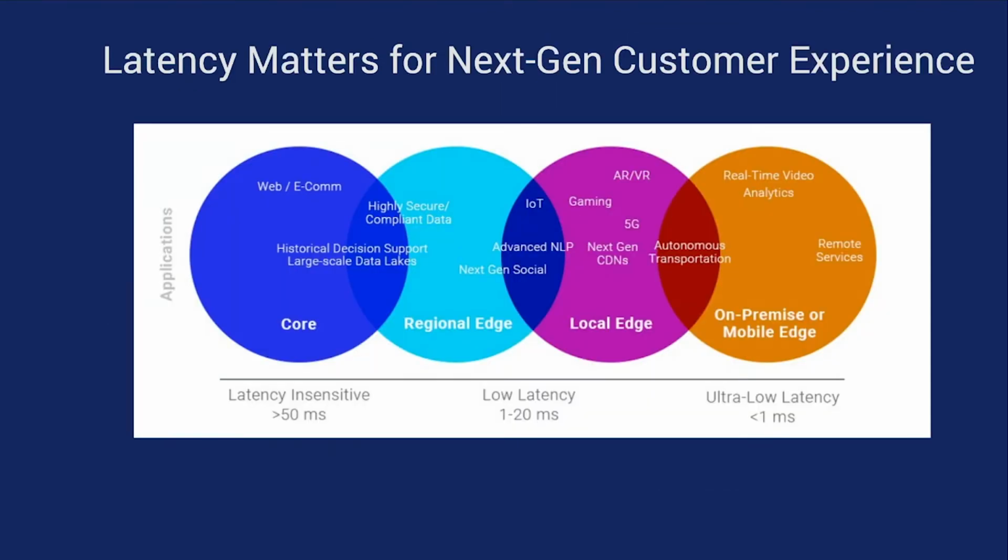Why are we doing that? It's really that latency does matter for next generation experiences. At the core, you're okay with having 50, 60 milliseconds to get to a large hyperscaler that's possibly in Eastern Oregon and you sit over in Denver. But that doesn't work when we start talking about the local edge and how we get to gaming and autonomous transportation and healthcare and immersive experiences like AR and VR. All of that stuff starts to really demand that we have a lower latency.